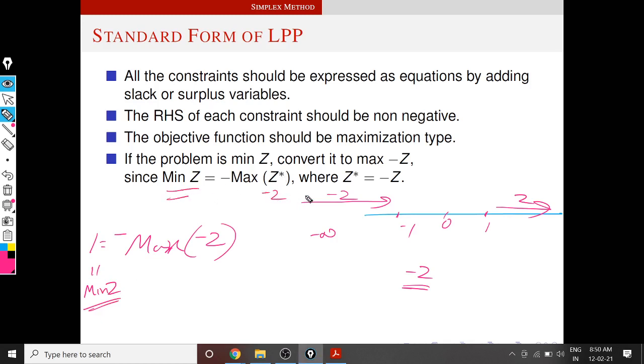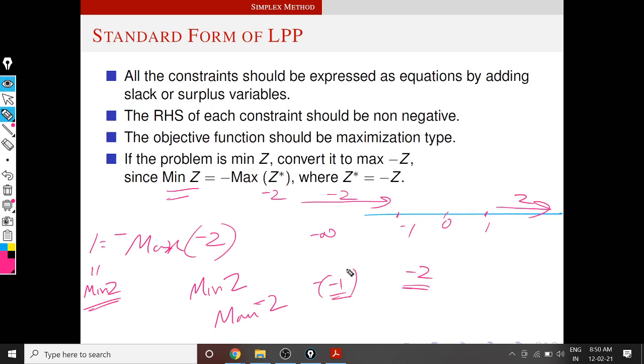Here we denote the minus z as z star. Okay, so you can convert every minimization problem as a maximization problem. Instead of minimizing z, you can maximize minus z, then ultimately you put a minus sign to get the minimum value. You got the idea? Because maximum of minus z gives only minus 1. We have to find the minimum of z. To get the minimum, you take a minus 1.